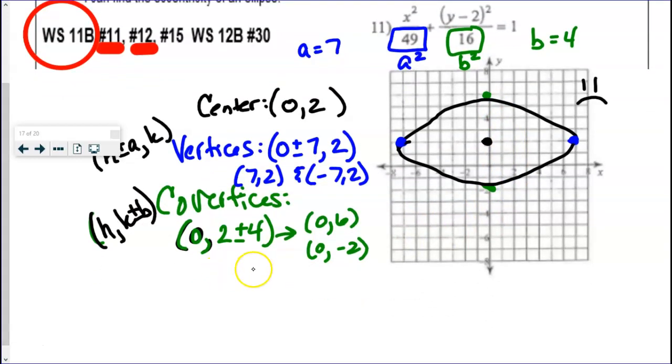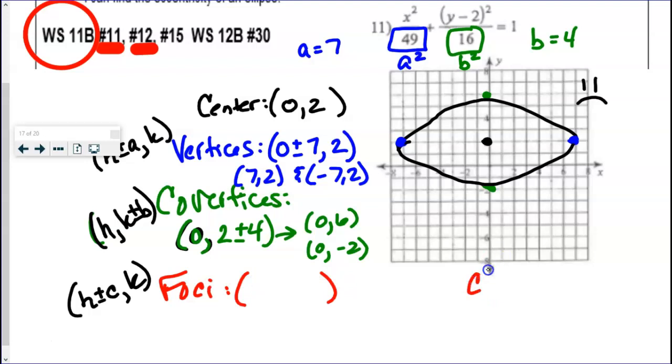So that's great news. The other thing we're going to need to find are the location of the foci. So on a horizontal ellipse like this, the foci are located at h plus and minus c comma k. So for us, I never found c. All right, back up a minute, guys. The formula for c on an ellipse is the square root of a squared minus b squared.